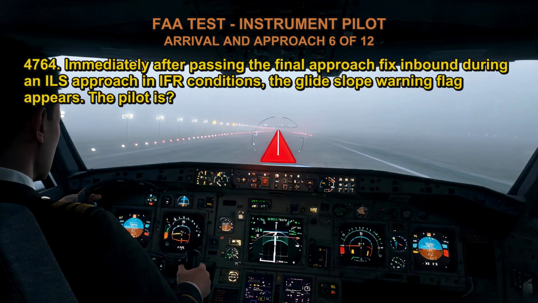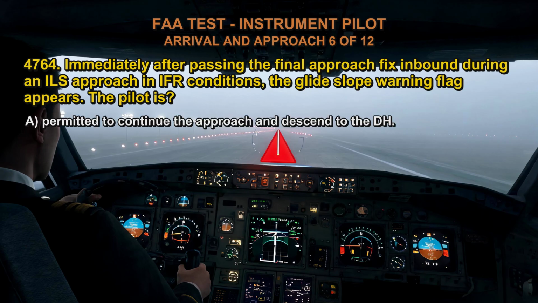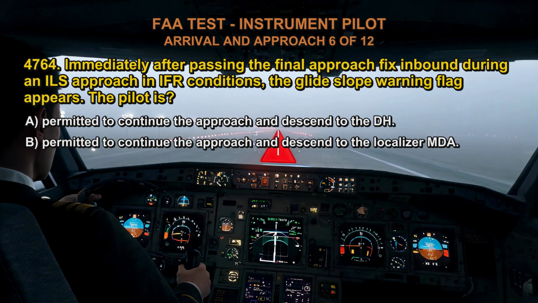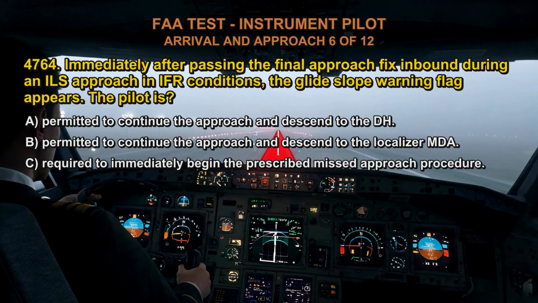4764. Immediately after passing the final approach fix inbound during an ILS approach and IFR conditions, the glide slope warning flag appears. The pilot is A. Permitted to continue the approach and descend to the DH. B. Permitted to continue the approach and descend to the localizer MDA. C. Required to immediately begin the prescribed missed approach procedure.